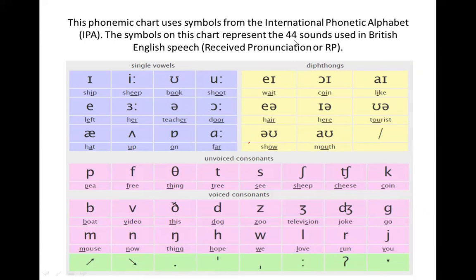I'm sure you all know it. RP is received pronunciation. Okay, so what is received pronunciation? Because we are non-native speakers of English, we have received that pronunciation from the native speakers. So that's why it's called RP, or received pronunciation of the original British English pronunciation. Okay, so we have 44 sounds.